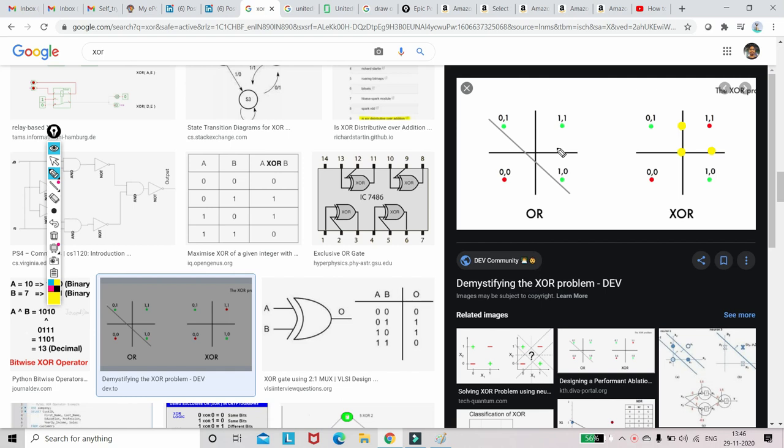Now coming to how the coloring is done. If you see, 0 comma 0 is red, and 1 comma 1 is also red. In the logic table it's 0 for 0 0 and 1 1, and 1 for 0 1 and 1 0. So 0 1 and 1 0 belong to the same class, so they are the same color. With this kind of data you cannot draw a line to separate it. It won't be separable. If you say all the points on this side are green or red, that's not possible, because one is red and one is green.